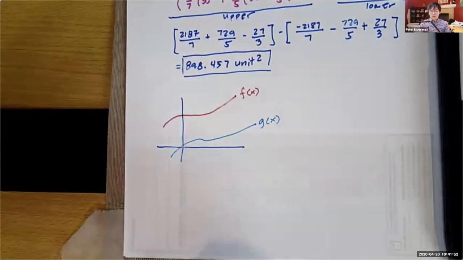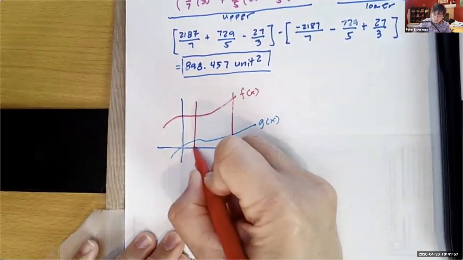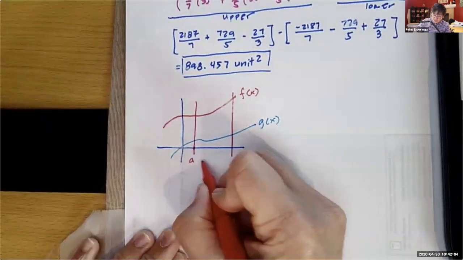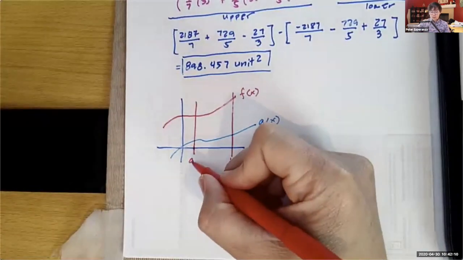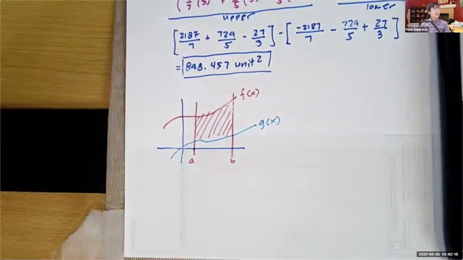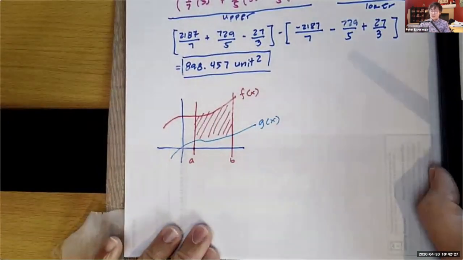And let's say I want to compute for the area between f of x and g of x bounded by a and b. And our a and b are our x coordinates. So x is equal to a and x is equal to b. And we're going to find the area between those two curves. So how are we going to use calculus to find the area between the two curves? We're going to use the formula.